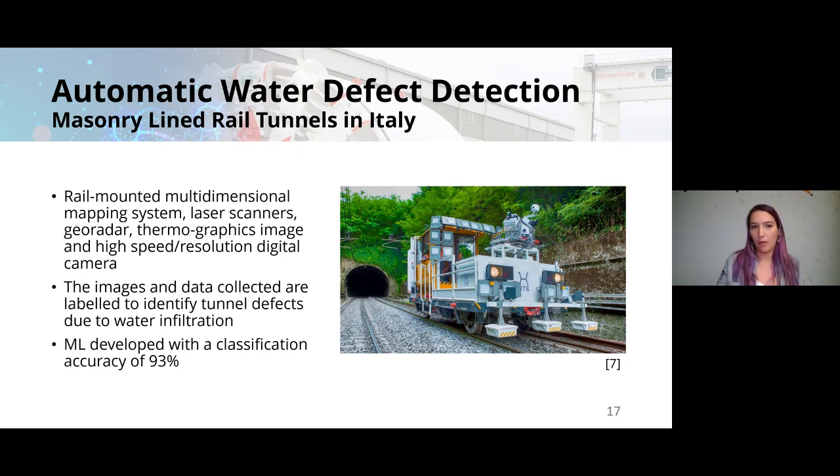And they've trained an algorithm, kind of like what we did with the crack and not crack, but to identify whether there's water defect or no water defect. And they've got an accuracy of up to 93%, which is really, really great. And this is a commercial product that is used by the Italian National Rail Line. I'll give you the reference at the end if you want to learn more about this.